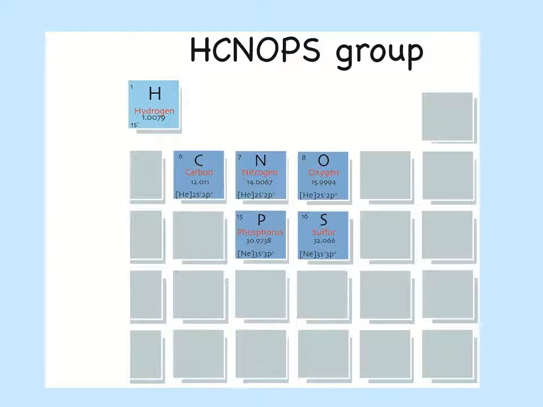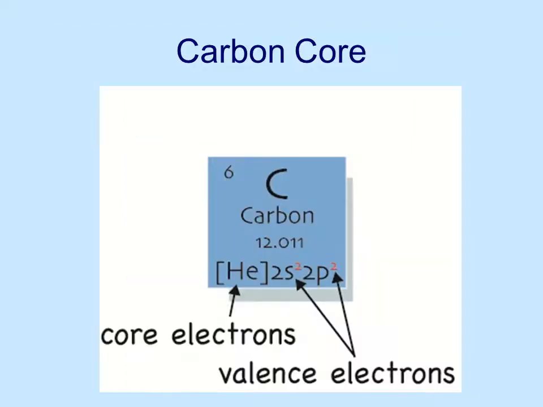In fact, there's an entire class of chemistry involving the chemistry of carbon, which is called organic chemistry, where the carbon is covalently bonded to hydrogen, nitrogen, oxygen, and to a lesser extent phosphorus and sulfur.